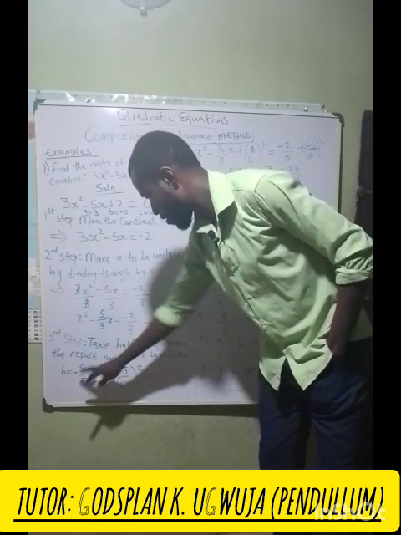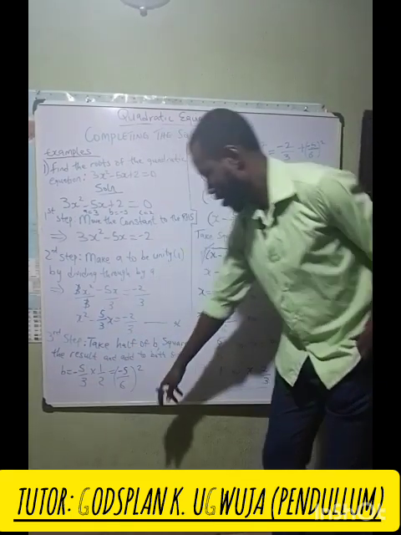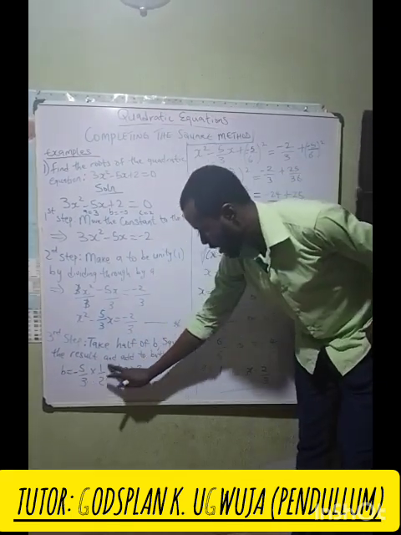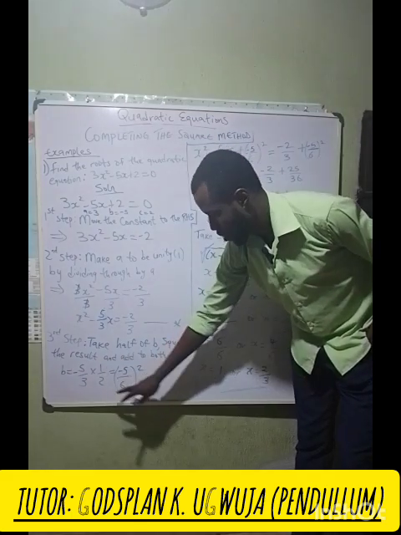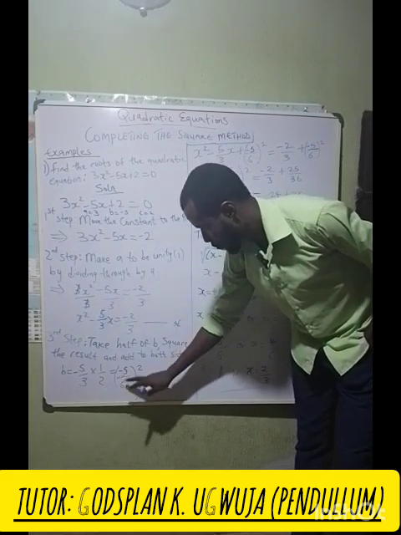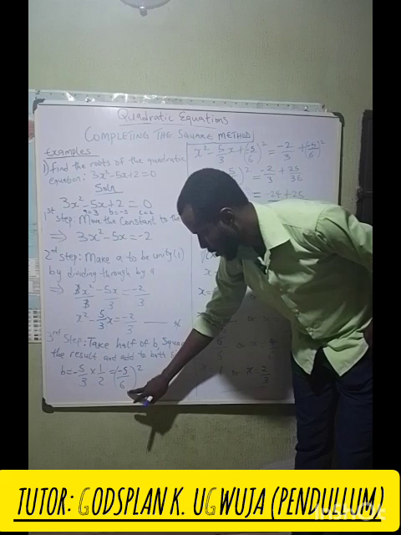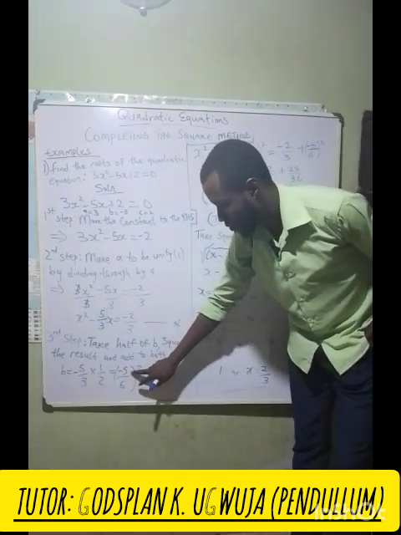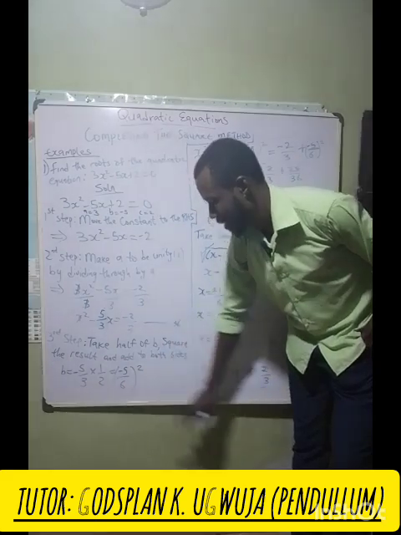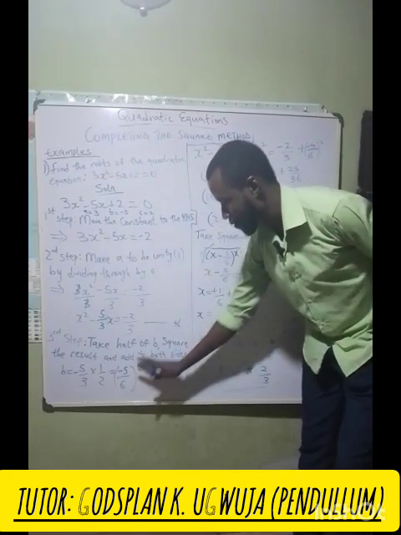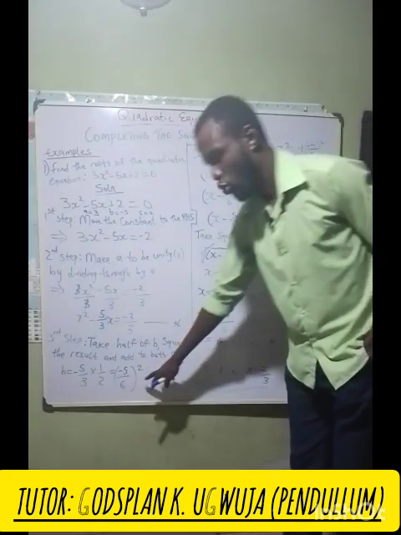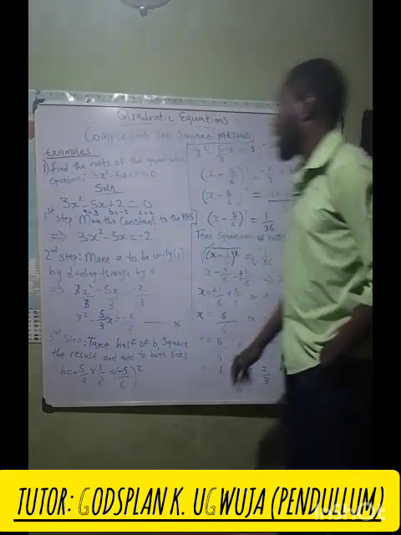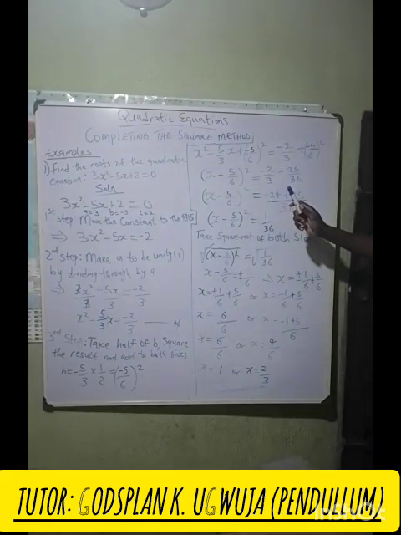So our b here is minus 5 over 3. If you multiply it by half, that's 1 over 2, you're going to get minus 5 over 6. 3 times 2 is 6, minus 5 times 1 is minus 5. So you have minus 5 over 6. And then, like I said, you square it, square everything. And then you add it to both sides.